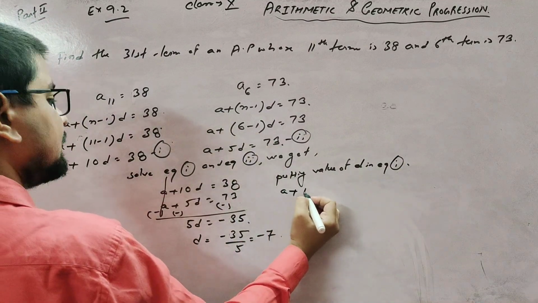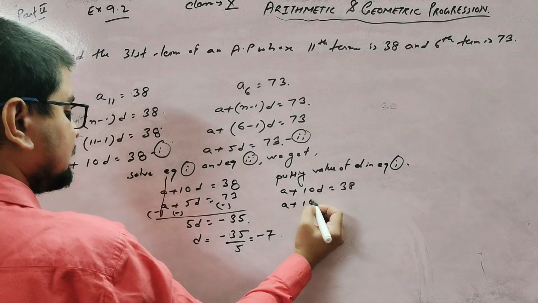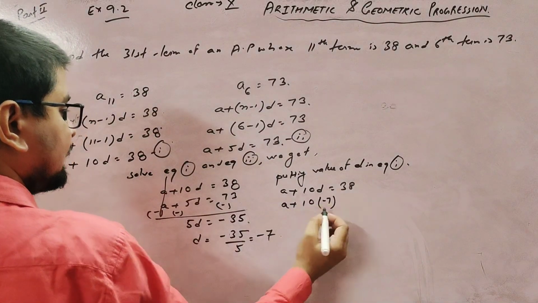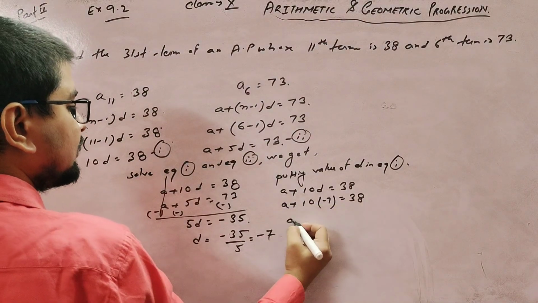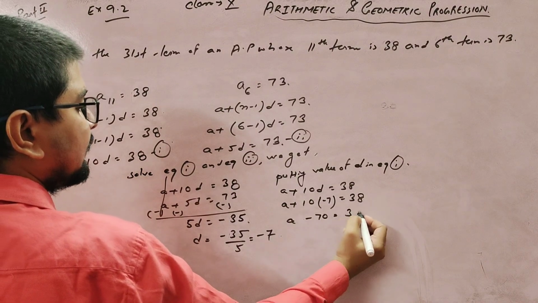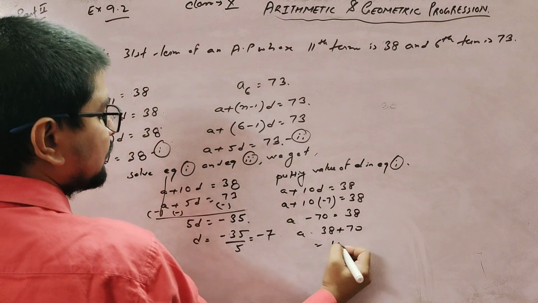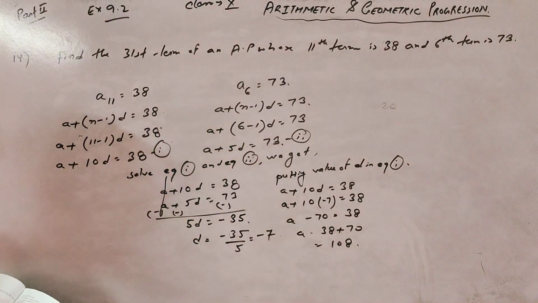So A plus 10D equals 38. So A plus 10, in place of D write minus 7, equals 38. So A equals 38 plus 70, that is A equals 108. So the first number is 108.